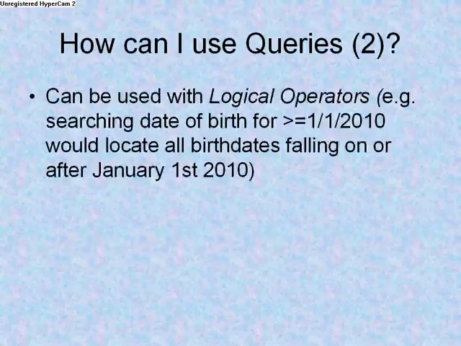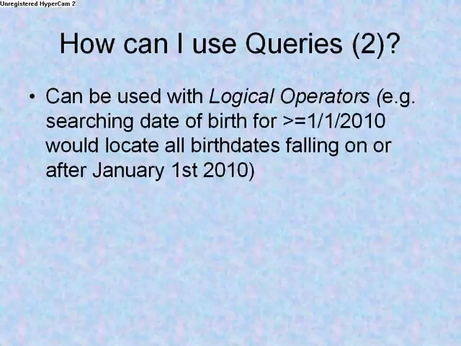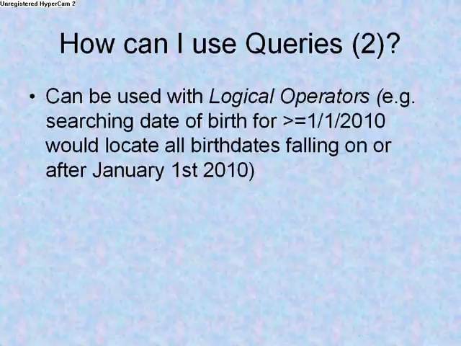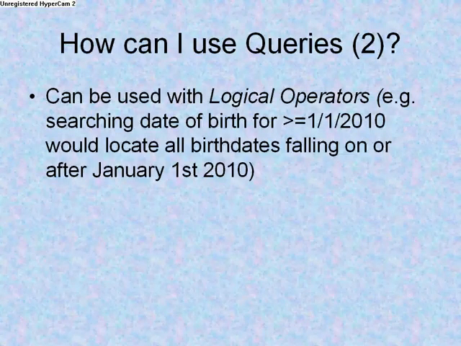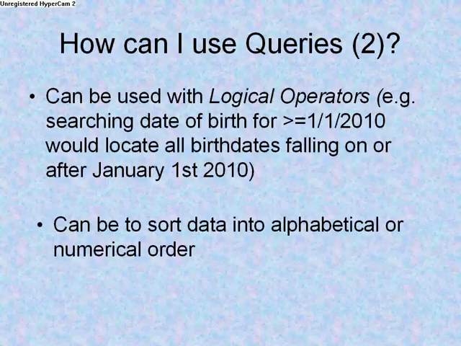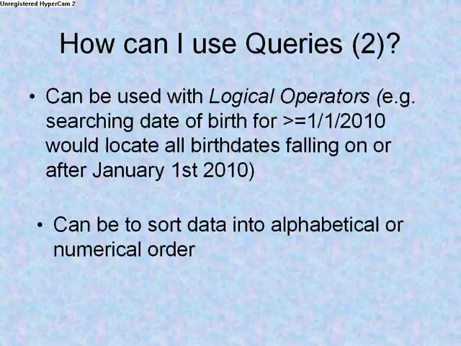On from that, you can use queries with logical operators: more than, less than, equal to, or combinations thereof. For example, searching date of birth for 1st of the 1st, 2010, more than or equal to, would find all the birthdays on or after the 1st of January 2010. I haven't actually mentioned here that you can use 3 other logical operators, and, or, and not, because I'm going to look at those a little bit later on in the exercise. And queries can be used to sort data into alphabetical or numerical order, depending on what you want to do.